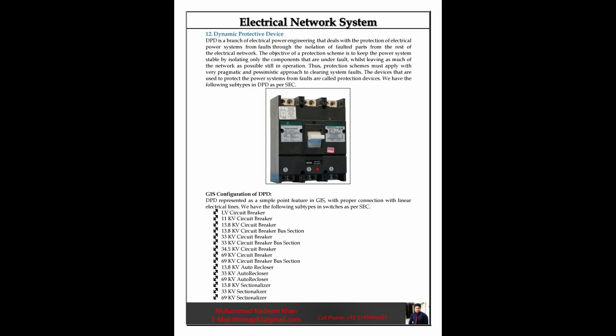LV circuit breaker. 11 kV circuit breaker. 13.8 kV circuit breaker. 13.8 kV circuit breaker bus section. 33 kV circuit breaker. 33 kV circuit breaker bus section. 34.5 kV circuit breaker. 69 kV circuit breaker. 69 kV circuit breaker bus section. 13.8 kV auto recloser. 33 kV auto recloser. 69 kV auto recloser. 13.8 kV sectionalizer. 33 kV sectionalizer. 69 kV sectionalizer.